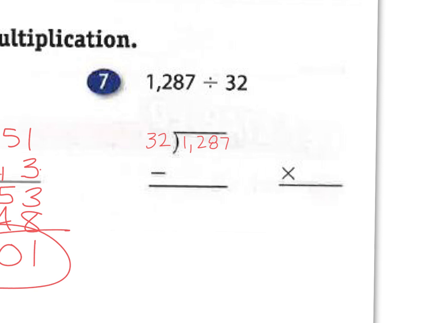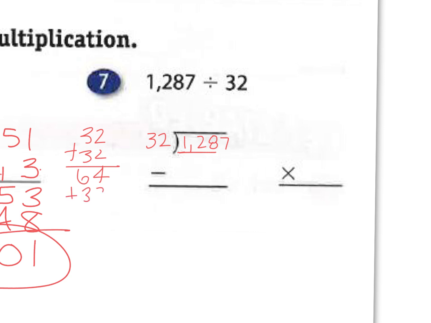All right, so you have to think, does 32 go into 1? Does it go into 12? Nope. Does it go into 128? Yes. How many times? Well, we can kind of estimate if we counted by 30s, but let's just check. Let's do 32 plus 32 is 64, so more times.